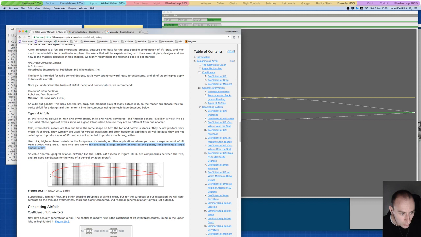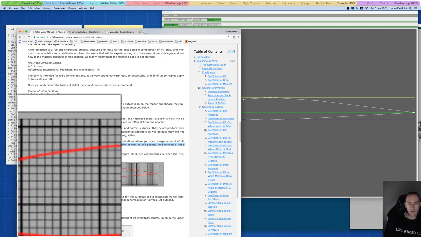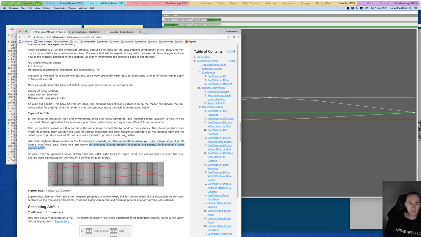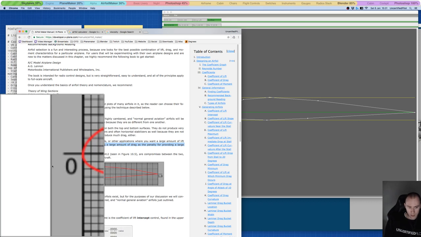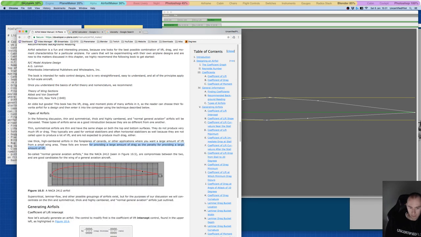So-called normal general aviation airfoils, like the NACA 2412, seen in figure 10.5, are a compromise between the two and are good candidates for the wing of a general aviation aircraft. Yeah, so not too much of a bubble there, of a curve, initial curve, but there is some. And this will then be the curve, or the chord.